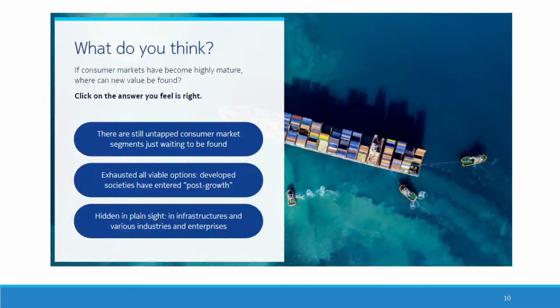Okay, what do you think? The consumer market has become highly matured. Where can new value be found? Okay, so that's a question. Let's answer this. First one is there are still untapped consumer market segments just waiting to be found. The second is exhausted or viable options, developer society has entered post-growth. And the last one is hidden in plain sight in infrastructures and various industries and enterprises.